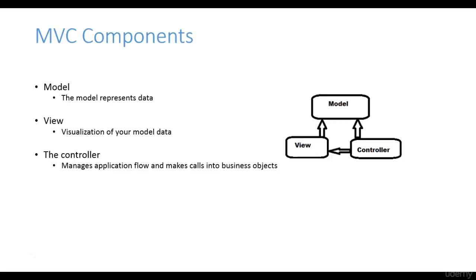The view is a visualization of your model data. The view is usually a JSP page, but countless other technologies and templating languages can be used, such as FreeMarker or Velocity, XML, XSLT, and so on. The controller controls the application flow and makes calls into business objects. That is, the controller controls which actions a user can execute. After the business logic is complete and the model has been generated, the controller passes the model to the view to be presented to the user.